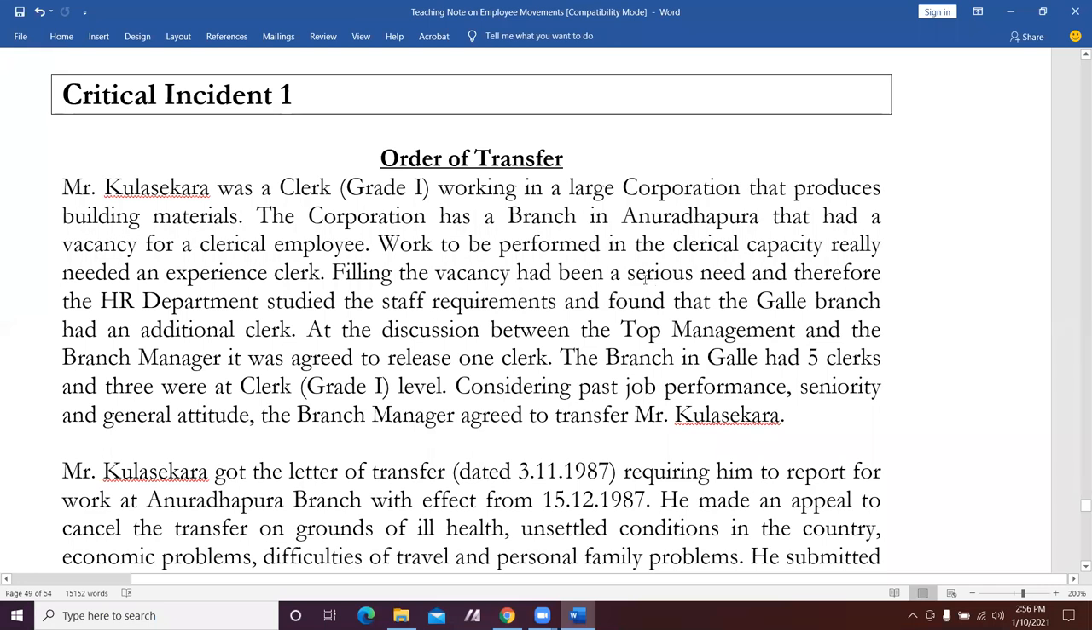So filling the vacancy was a serious need. Then the HR department studied the staff requirements and found that the Galle branch had an additional clerk. At the discussion between the top management and the branch management, it was agreed to release one clerk. The Galle branch had five clerks, and three were at clerk grade one level. Considering past job performance, seniority and general attitude, the branch manager agreed to transfer Mr. Kulasekara.